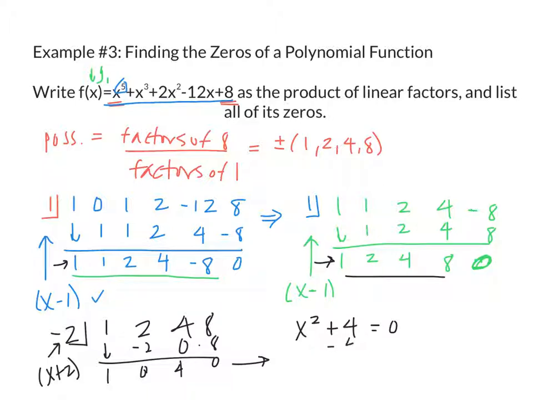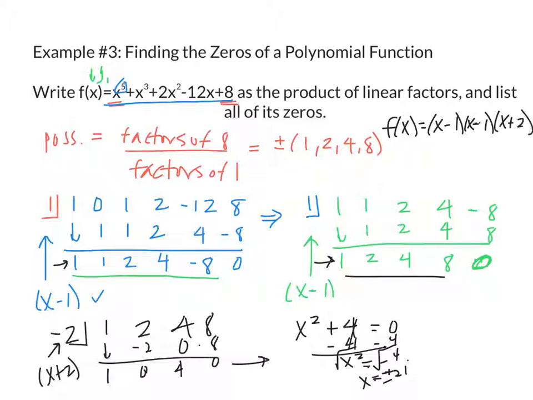So if we set it equal to 0, we would subtract 4. And we have x squared equal to negative 4. If we take the square root, x will equal plus or minus 2i. Okay? So in the end, our factors are f of x equals x minus 1 times x minus 1, because we had two of them. Or you could say x minus 1 squared, it doesn't matter. Then x plus 2, and then we can't forget our last two factors that were complex numbers. So we'd have x plus 2i and x minus 2i.